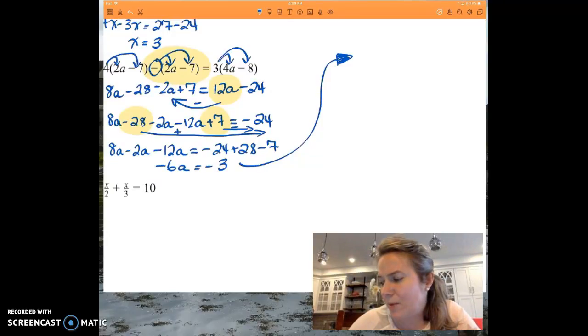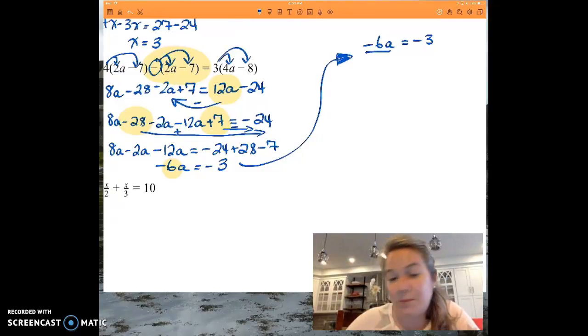So what kind of operation is this negative 6a right there? Well, that's a multiplication. That's negative 6 times a. So I'm going to divide. I'm going to have negative 6a equals negative 3. I'm going to divide by negative 6, and I have to do that to both sides.